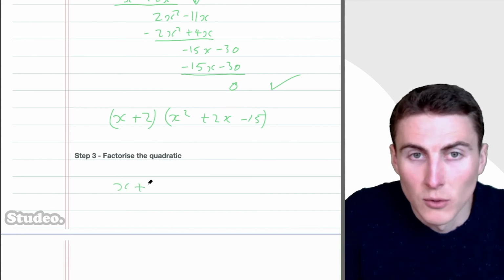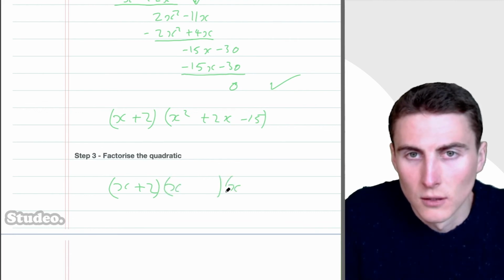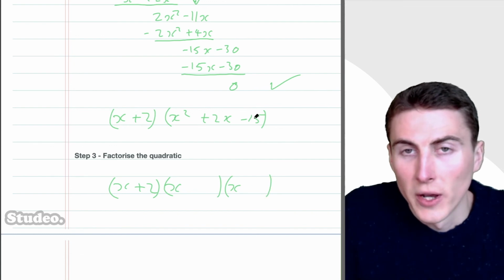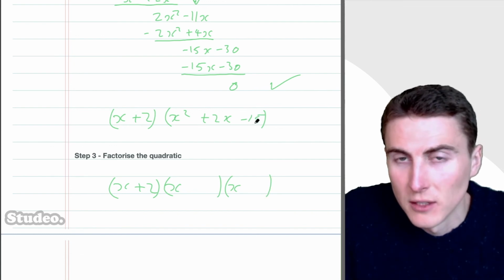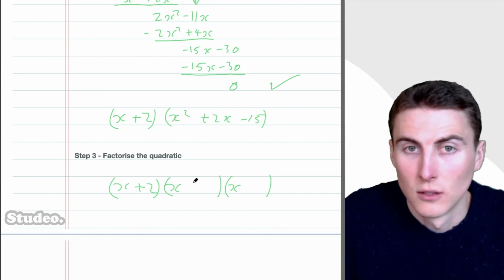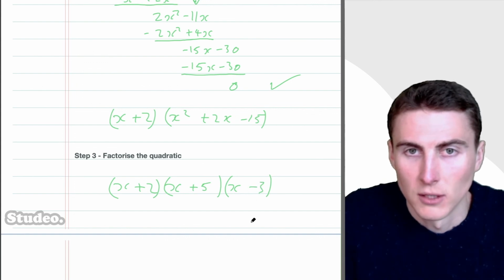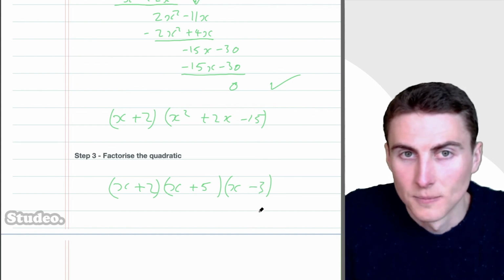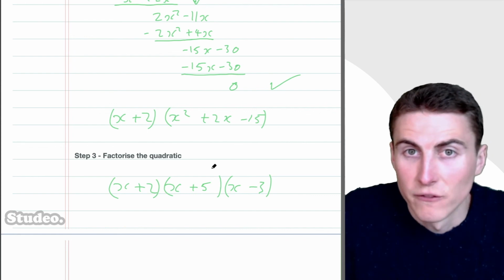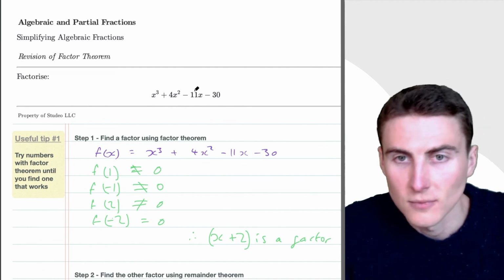So to factorize everything as much as we can, we keep this, and then we split this up into two brackets. I need two things that multiply to make minus 15, like 5 and 3, and add to make positive 2x. So I'm going to get plus 5 and minus 3. And that's it. That there is a fully factorized form of this thing that we're looking for.